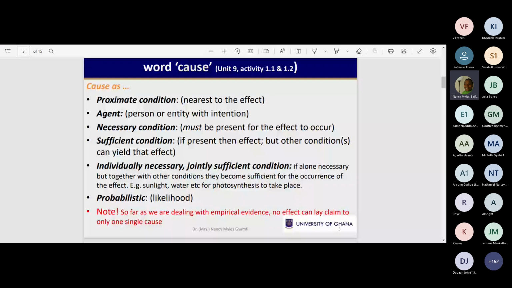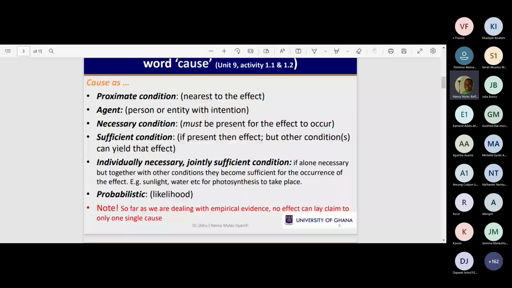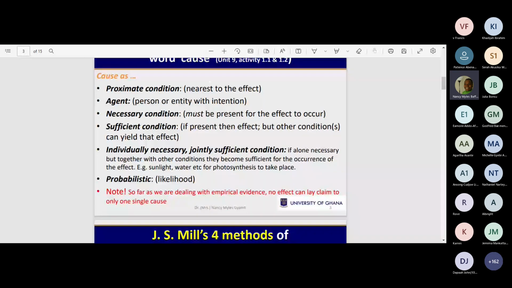What are we doing? Various connotations of the word cause. Individually necessary, jointly sufficient. Their name suggests what they are. If you call them individually, each one of them must be present for the effect to occur. Each one must. It's a must for each one of them. When you put them all together, they become enough grounds to bring about the effect. They become sufficient to bring about the effect.